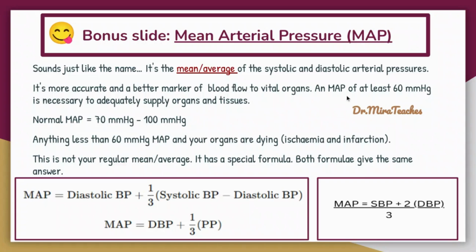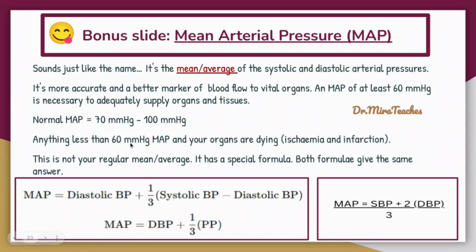We don't want it to go below 60 millimeters of mercury. Why? You need at least 60 to keep your organs functioning and alive. So anything less than 60 millimeters of mercury for your MAP and your organs will die. There will be ischemia and eventually infarction. So we do not want that.